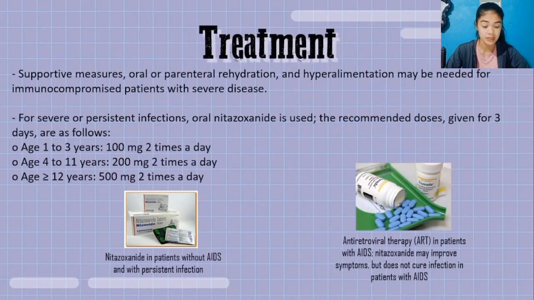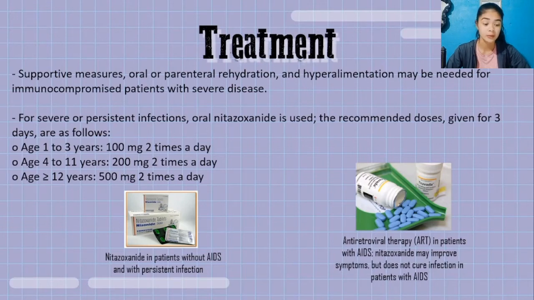So the treatment: supportive measures, oral or parenteral rehydration, and hyperalimentation may be needed for immunocompromised patients with severe disease. So, for severe or persistent infections, oral nitazoxanide is used. The recommended dose is given for 3 days.